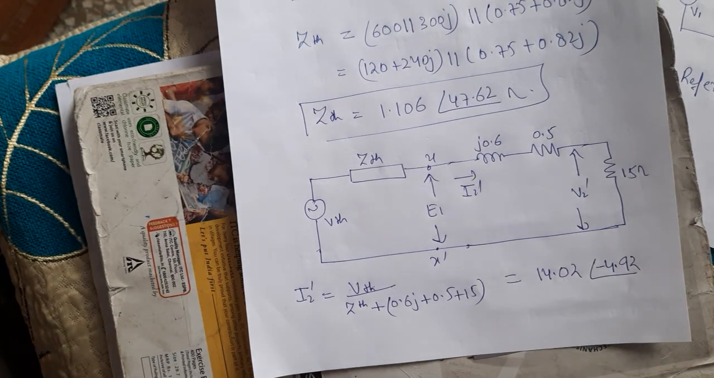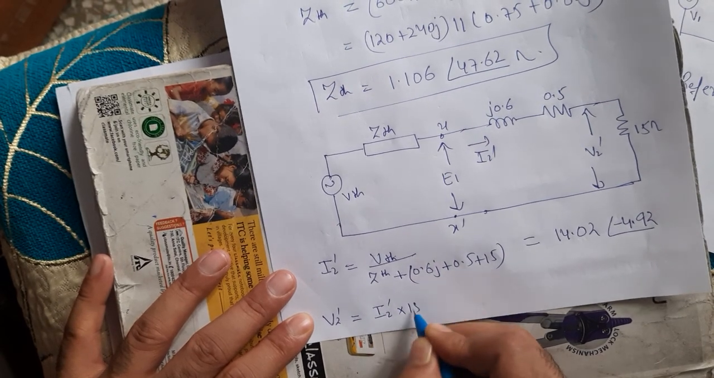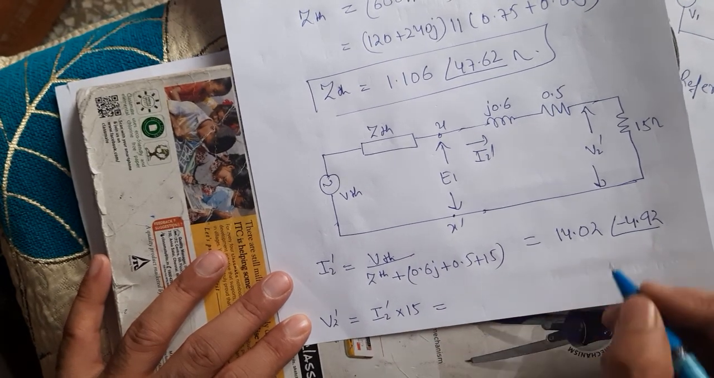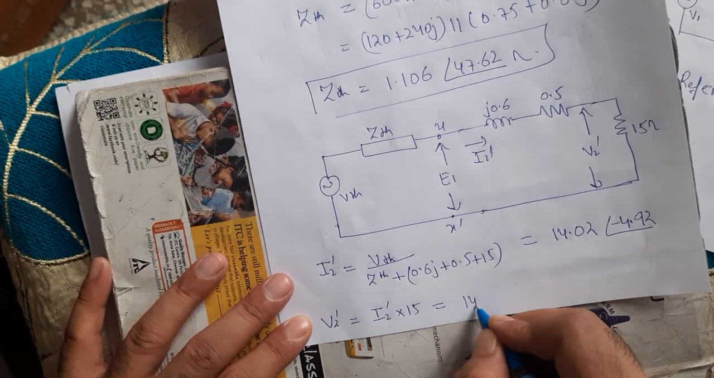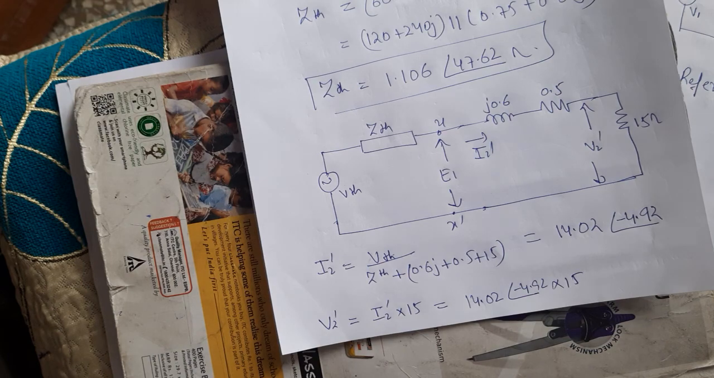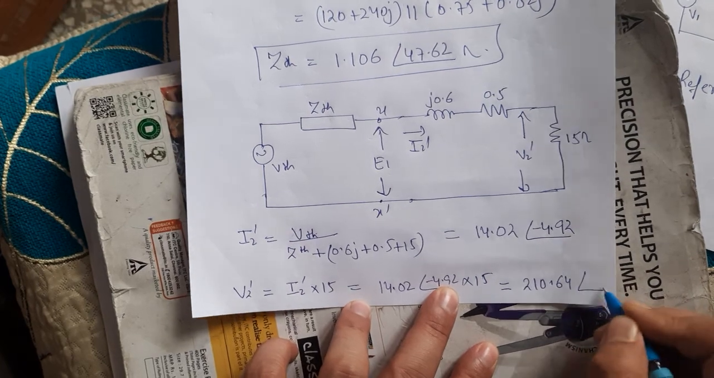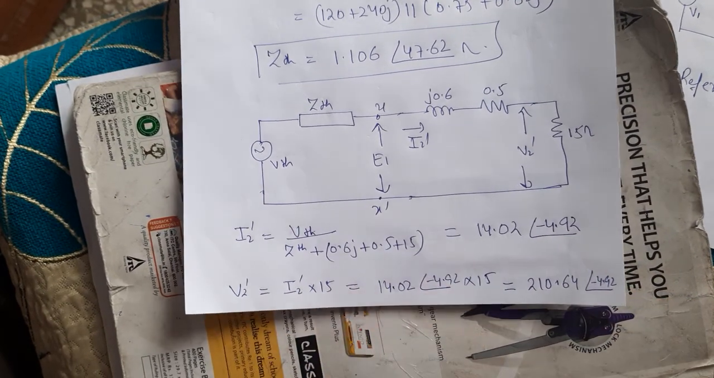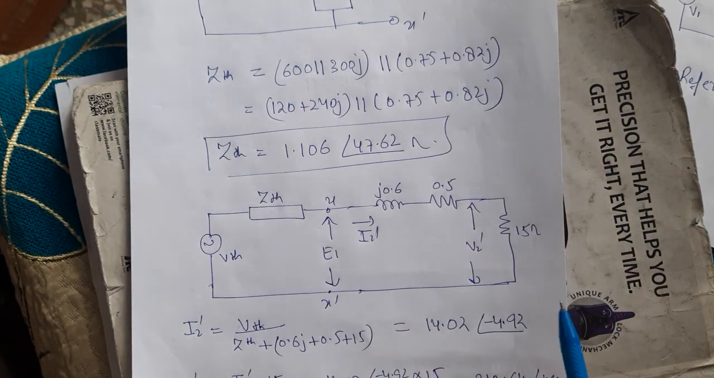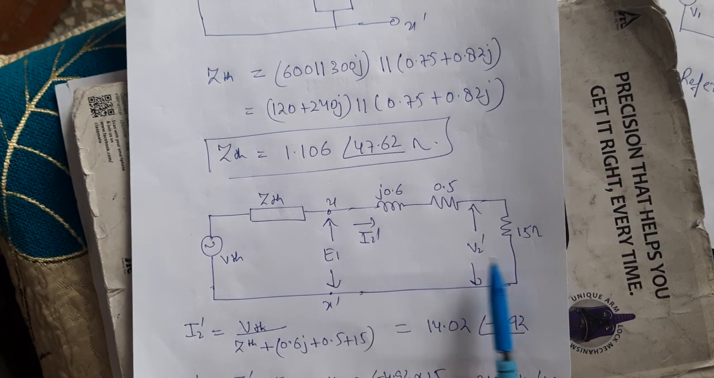Can you calculate V2 dash? Easily. V2 dash is nothing but I2 dash multiplied by 15, that is the drop across the 15 ohm resistor. So V2 dash is 14.02 angle minus 4.92 multiplied by 15. Okay, so you will get the answer as 210.64 angle minus 4.92. This is your V2 dash. So you get the voltage across the secondary load referred to the primary, the voltage in the secondary circuit referred to the primary.